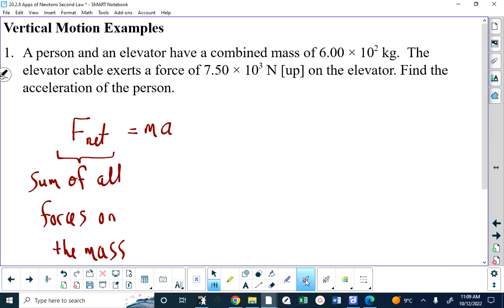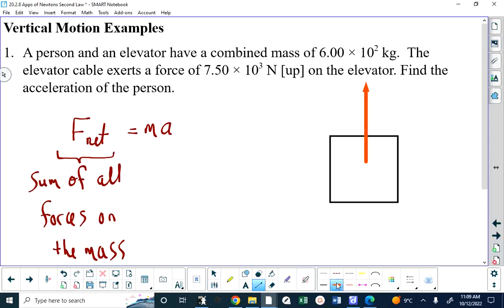So what do we do here? Well, we draw the elevator. And it says the cable exerts a force of 7,500 newtons upwards. So one of the forces acting on the elevator is this. It is what I would like you to call the applied force. Not the net force, the applied force. Now there is also a force of gravity acting down, isn't there?